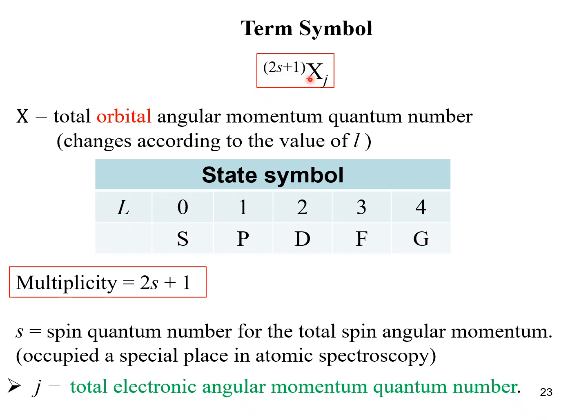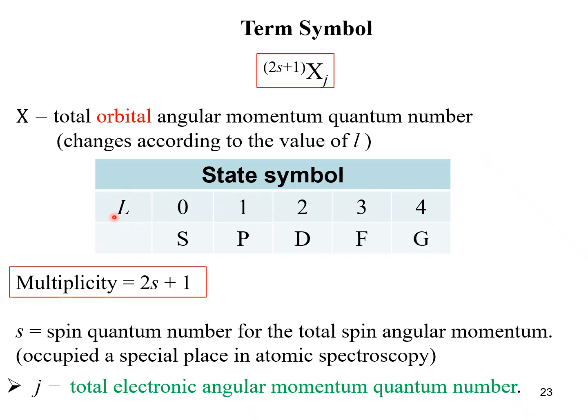The first one is the superscript part, which is known as the multiplicity. It involves the spin quantum number in determining the multiplicity. So multiplicity equals 2S plus 1. S is the spin quantum number for the total spin angular momentum, whereas the X is the total orbital angular momentum quantum number. It is given by the symbol of capital letter L.